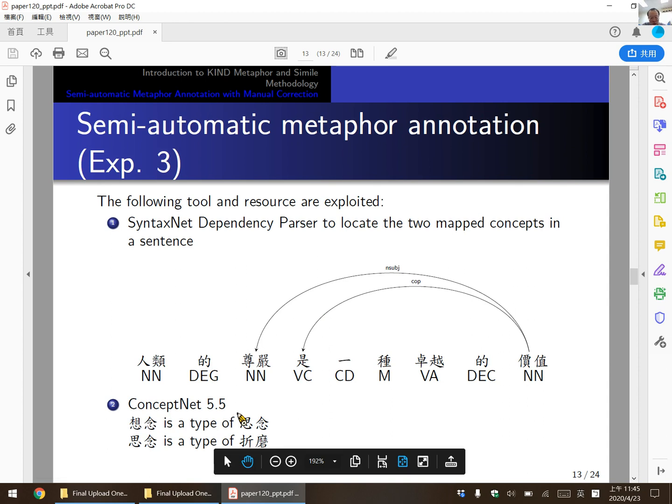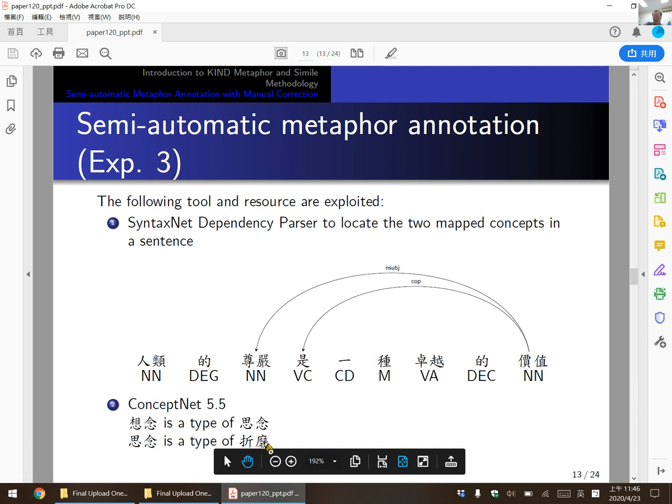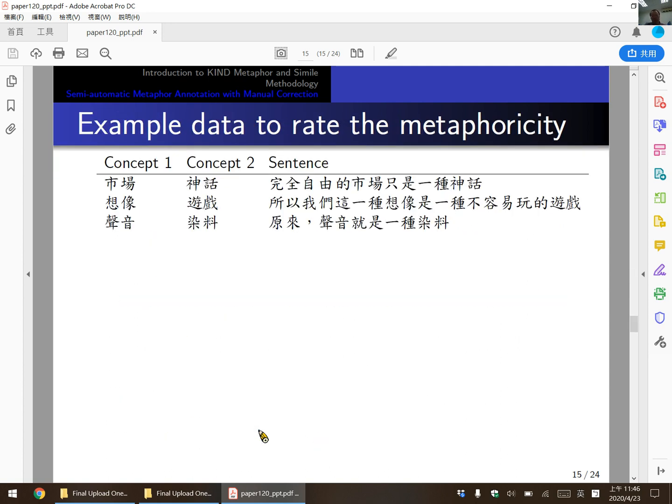Let's go back to this slide. In ConceptNet version 5.5, we have relations between concepts. For example, 想念 is a type of 思念, and 思念 is a type of 折磨. Based on this kind of relation, we try to estimate the distance between concepts. For example, 想念 and 折磨 have only one node between them, that is 思念, so we consider the distance to be 2. It takes 2 steps to link from 想念 to 折磨.